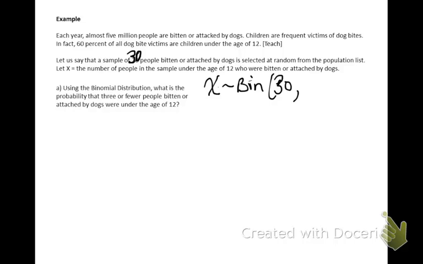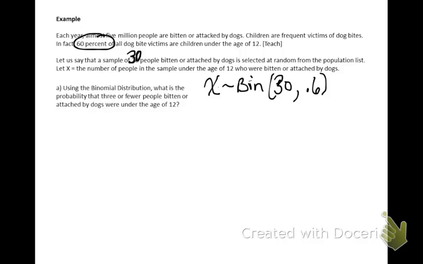There's a constant probability of success. 60% of dog bite victims are children under the age of 12. And there's independence. The chances that one child is bitten or attacked by dogs does not affect another child's chance of being bitten or attacked by dogs. Remember, this is a random selection of children across the country, not children in the same neighborhood near the same dog. Now that we know x's distribution, let's come in and read the question.